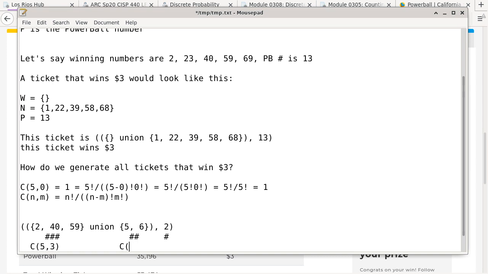But how many numbers are non-matching out of the 69? Should be 69 minus 5, right? Yes. 64. That's right. Okay, so we got 64, and out of those 64, how many are we choosing? 2. 2, that's right. Sorry.